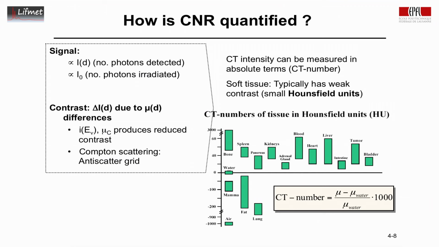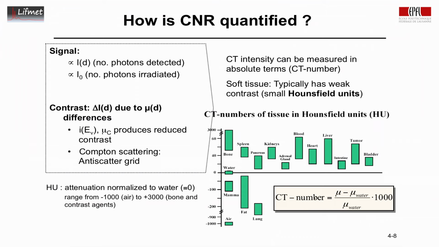What does this mean? This means we're looking at the deviation of the linear attenuation coefficient from that of water, and so this would be a dimensionless unit that gives us the relative deviation, and this is multiplied by 1,000. So it is normalized to water by definition. If mu here is that of water, the CT number is 0, and we have a range from minus 1,000 for air to plus 3,000 for bone and contrast agent.